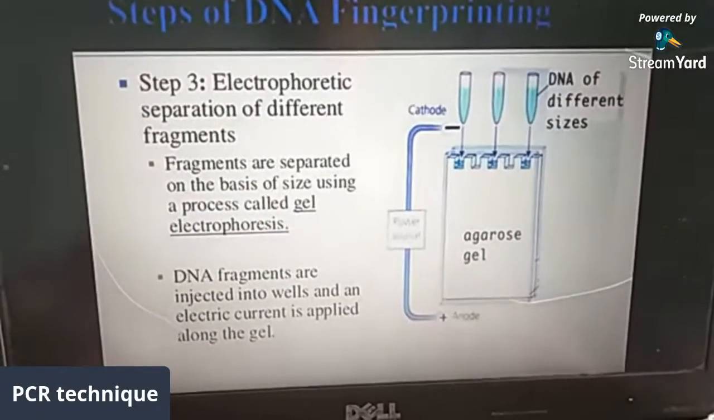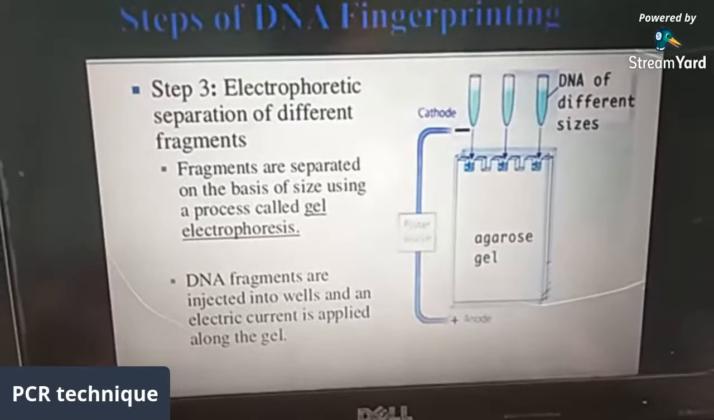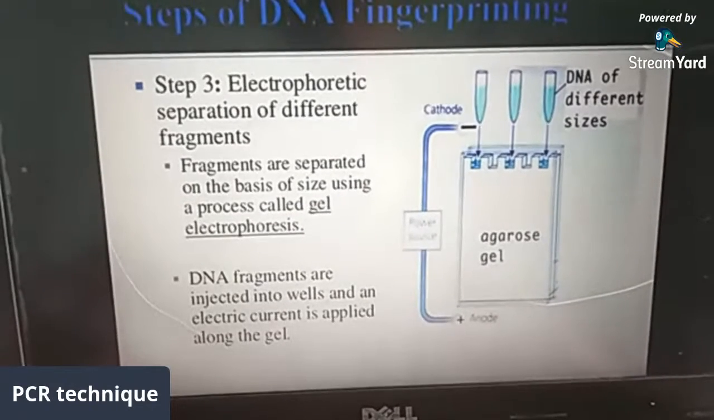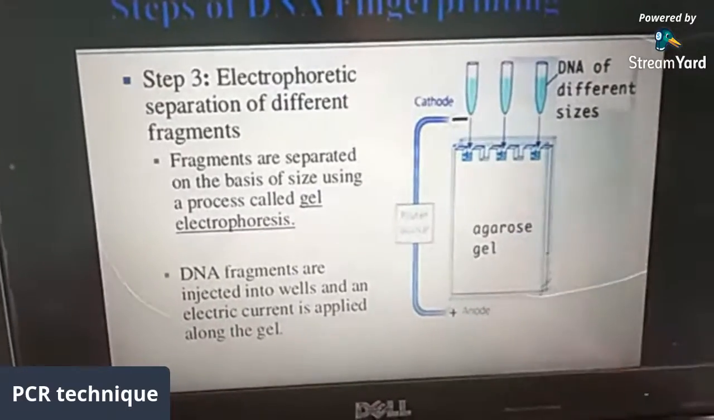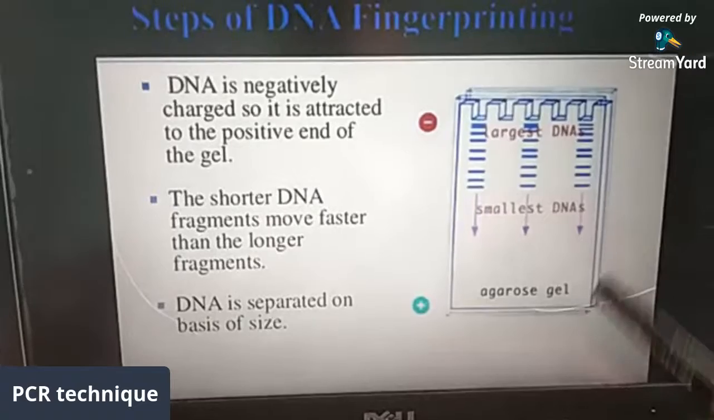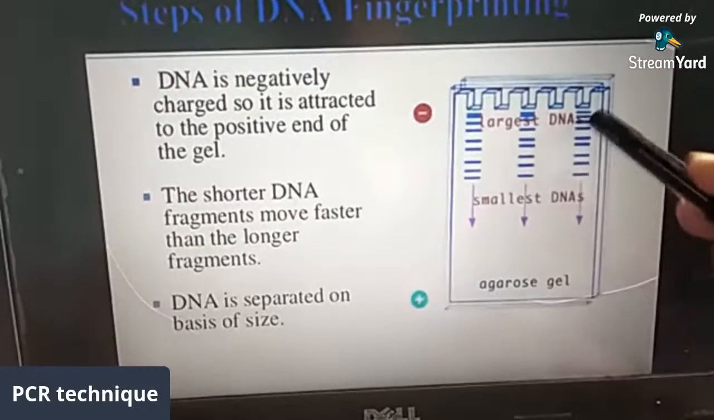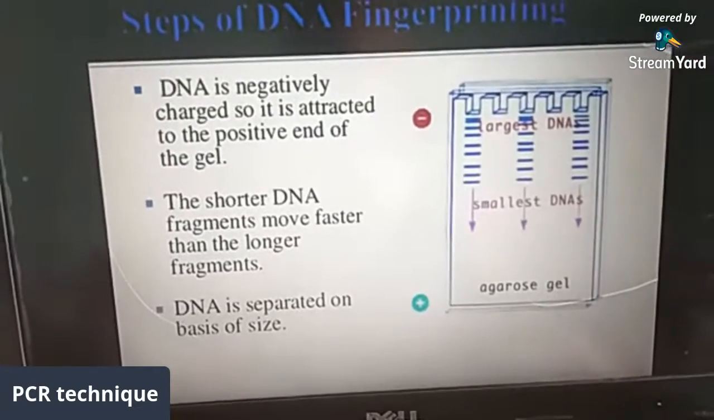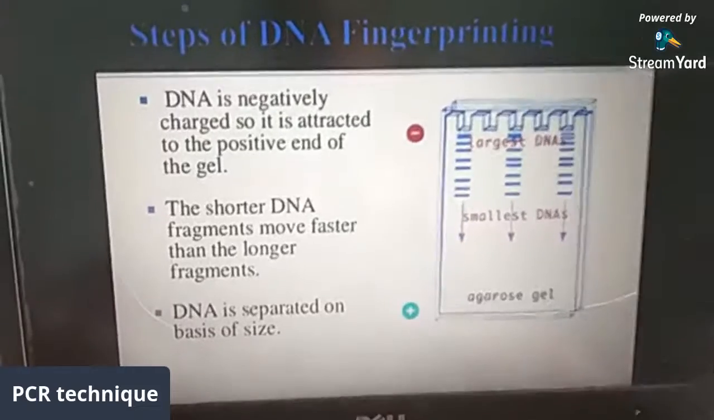Next is step 3, electrophoretic separation of different fragments. Fragments are separated on the basis of size using a process called gel electrophoresis. DNA fragments are injected into wells and an electric current is applied along the gel. This is the anode, this is the cathode, just similar to the gel electrophoresis method. DNA is negatively charged, so it is attracted to the positive end of the gel, the anode. The shorter DNA fragments move faster than the longer fragments. DNA is separated on the basis of size.